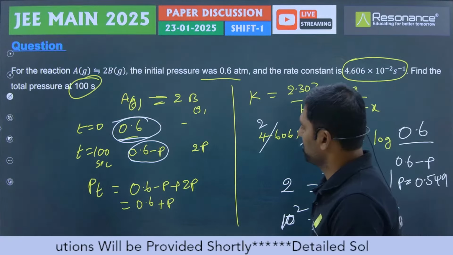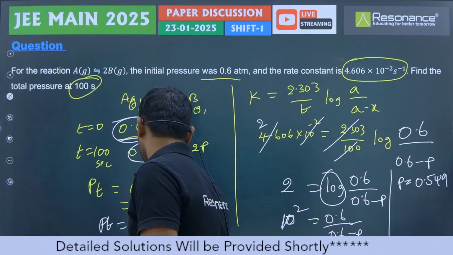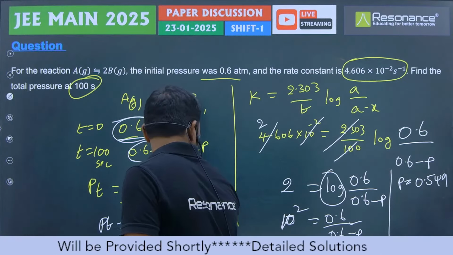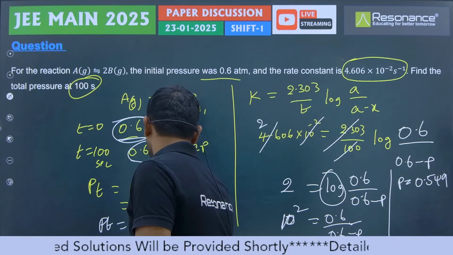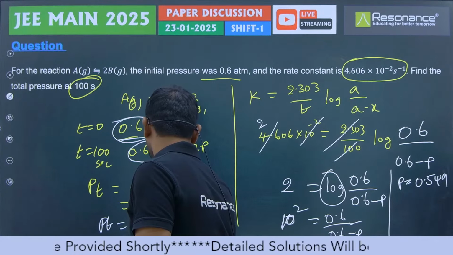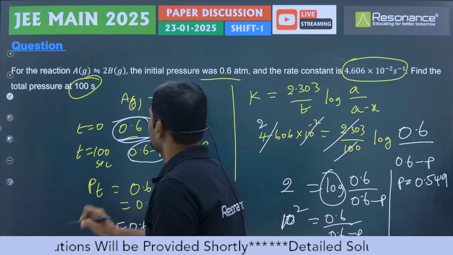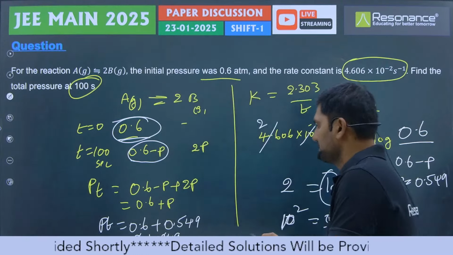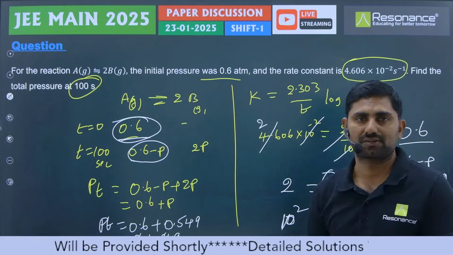But they are asking for P total. So P total equals 0.6 plus 0.549, which is approximately 1.149. This is your answer. Okay, right. It is basically from the first order rate constant formula.